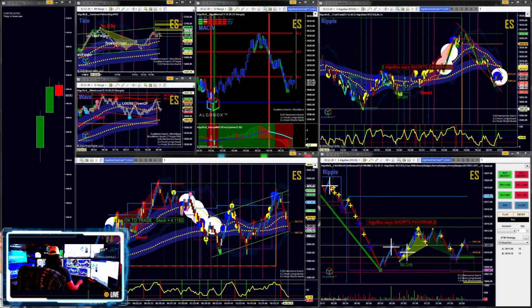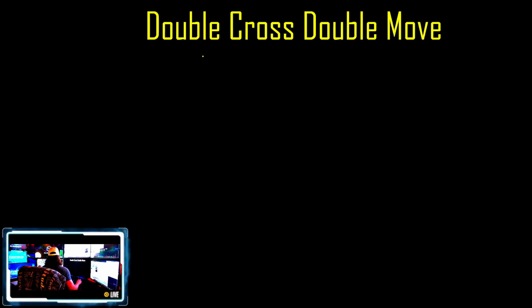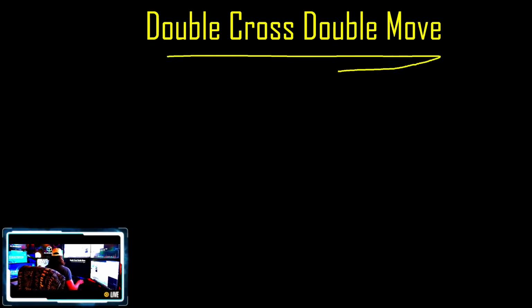First thing, I am going to show you guys the double cross, double move. There is a double cross play in which we are looking for the reversal. We are going to try to hopefully eliminate some of the confusion with that and know what we're going to be doing with that double cross, double move.